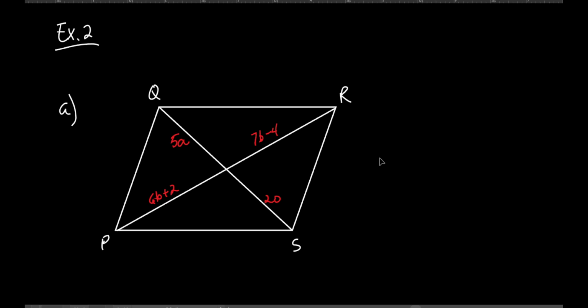So I tell you what, I'll give you 1 minute. Ready? Go. You got 1 minute. I want you to solve for A and B. So this is a parallelogram. They tell you. Okay, I should have said that right at the beginning. This is a 20, yes. So this is 5A, this is 20, this is 6B plus 2, this is 7B minus 4. All right, so I want you to solve for A and then solve for B.